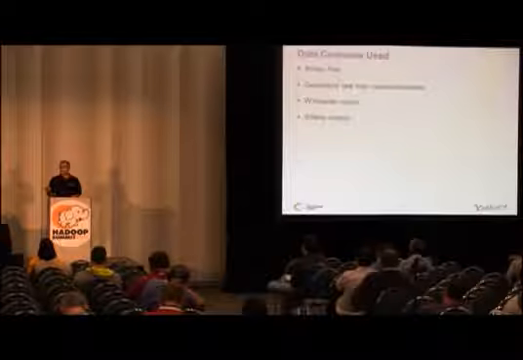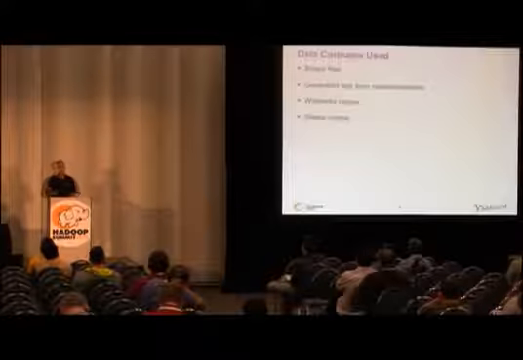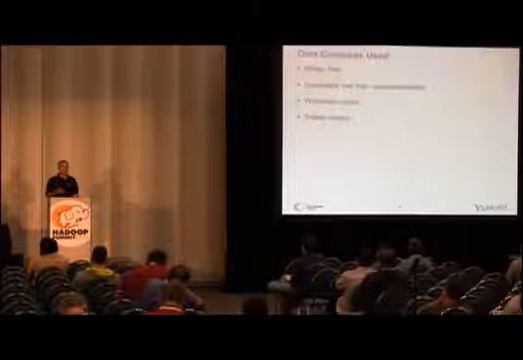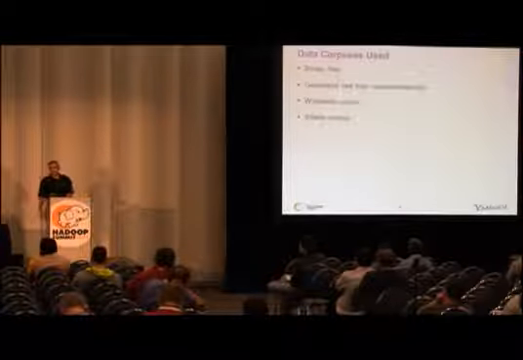In the past, we had the Calgary corpus and the Canterbury corpus that was used for measuring compression, but those typically had much smaller data files. Today, in this age of big data, the Silesia corpus is more representative.